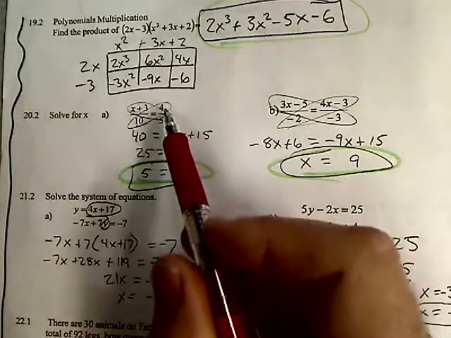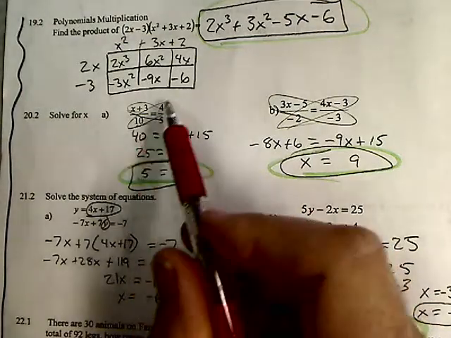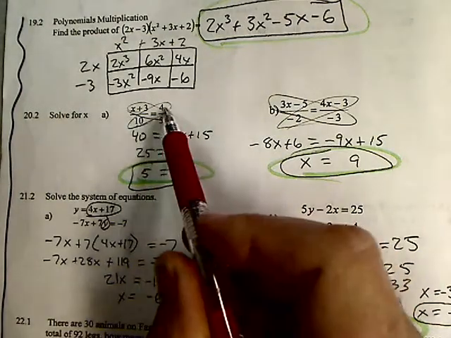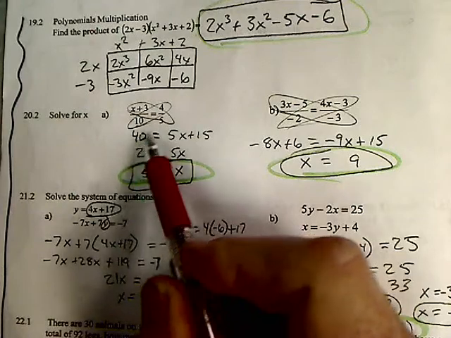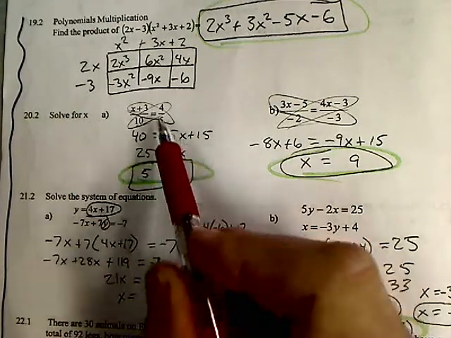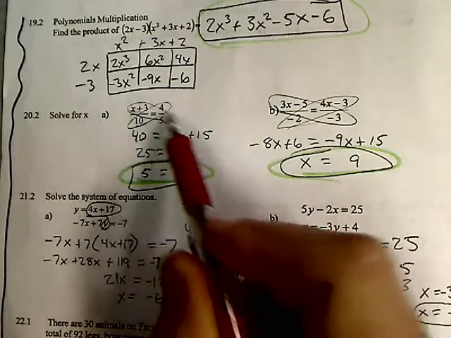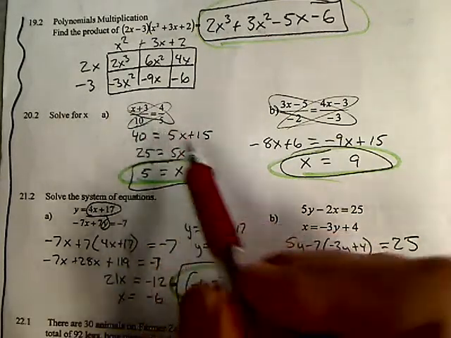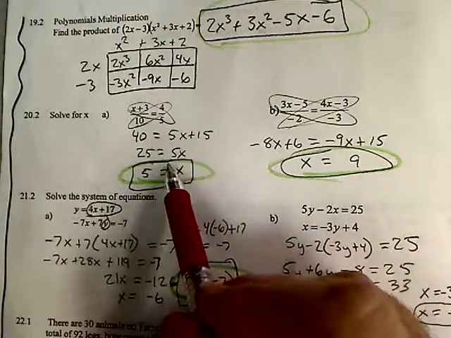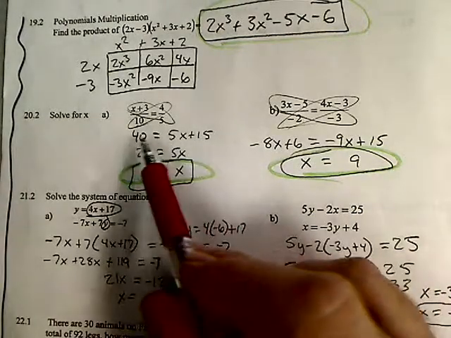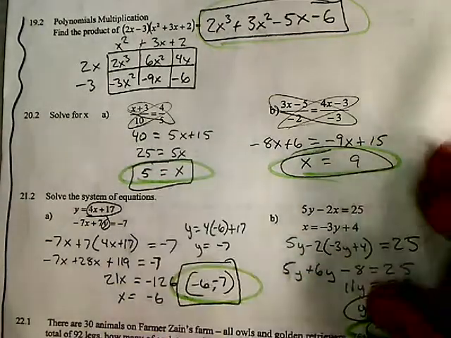Two ratios that are equal, you can use cross multiplication. So 4 times 10, 5 times x, and most people forget to multiply the 15, they don't multiply the 3 and the 5. And subtract 15 from both sides, divide.